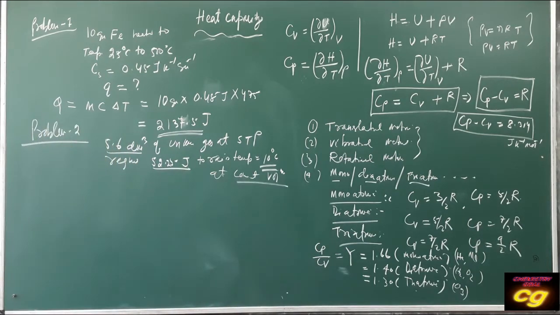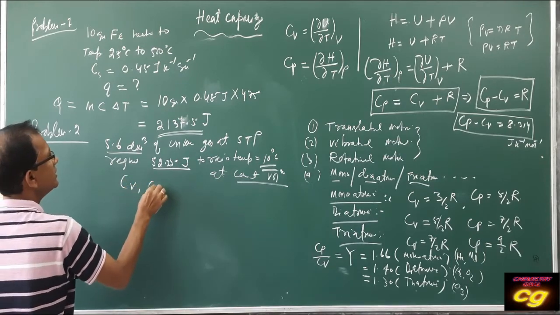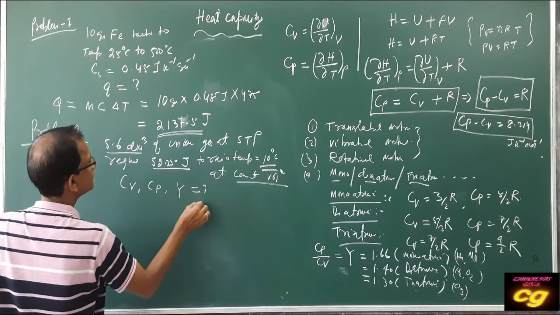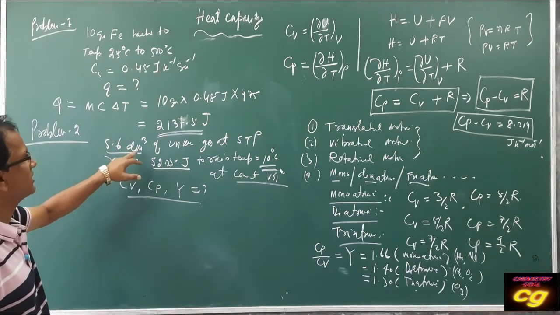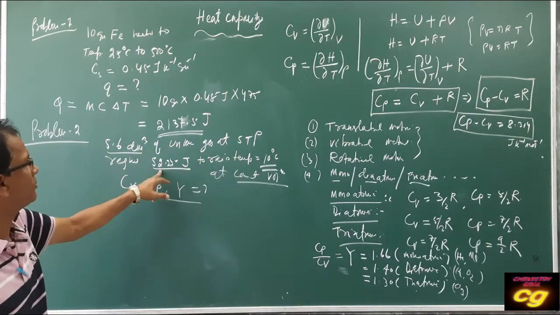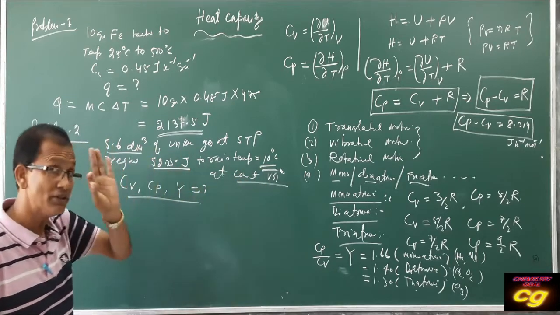Okay, the question is to calculate Cv, Cp and gamma. So again I am repeating: what is given? 5.6 decimeter cube of unknown gas at STP required 52.25 joule to raise the temperature at constant volume. You see the data.